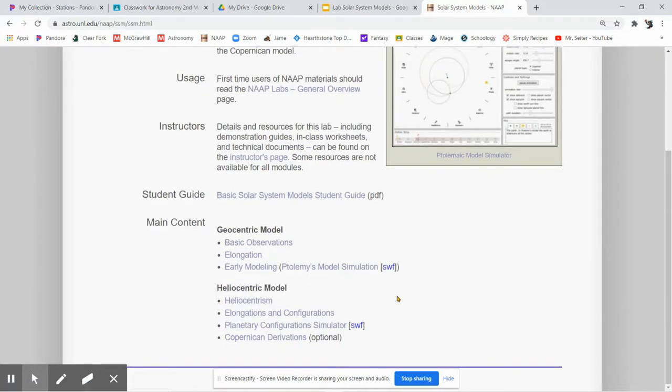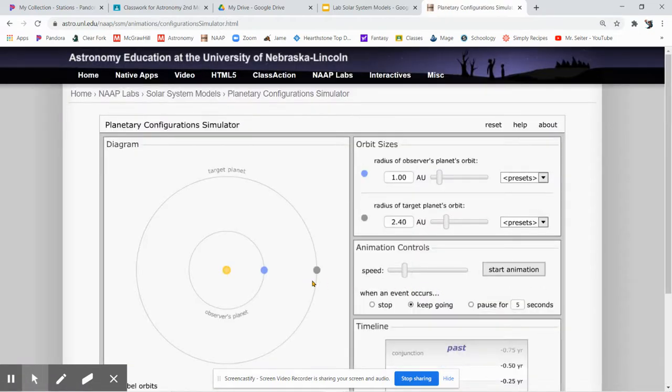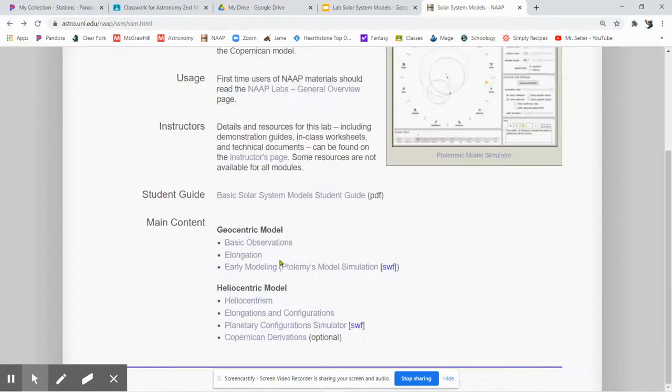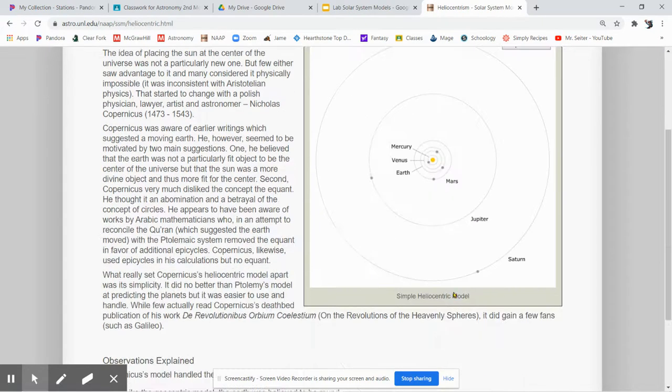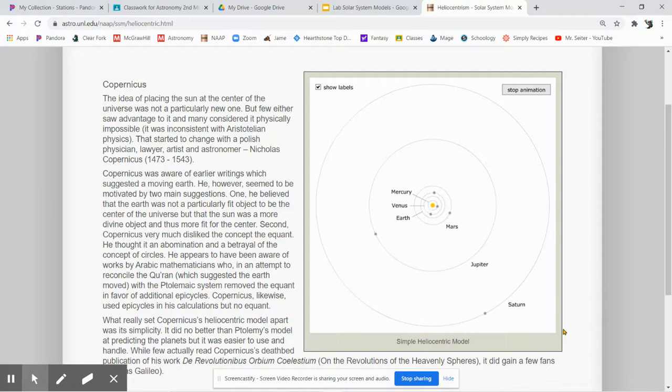Here's the Copernican page. Where is it? I believe it's going to be right here. Nope. Oh, right here. There we go. All right. So, what do we notice about these planets? They're cruising around the sun.